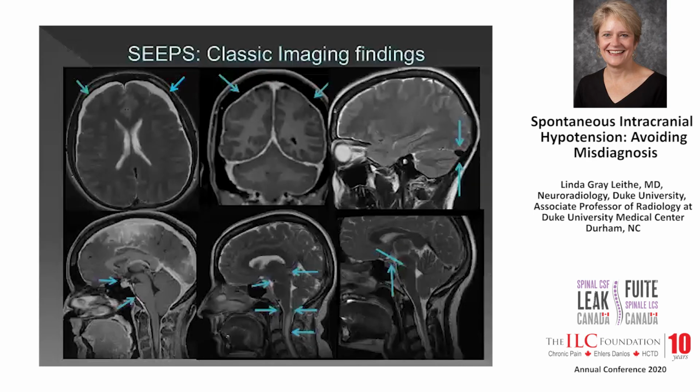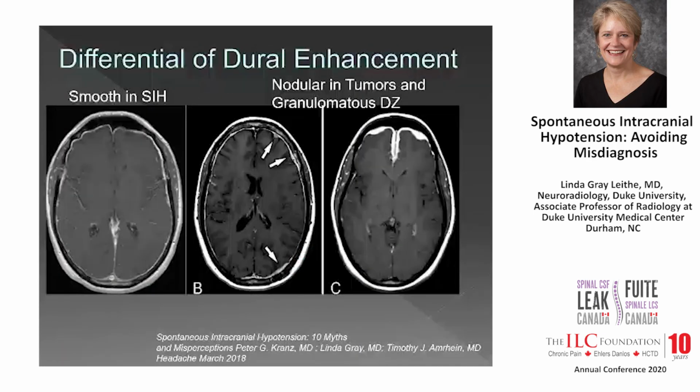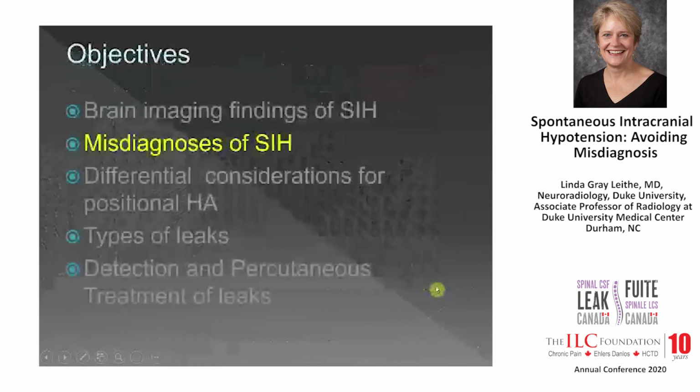Look at the floor of the third ventricle, and if it is downward sloping, that can be another sign of intracranial hypotension. So dural enhancement is a feature that we look for, and it should be smooth dural enhancement as opposed to nodular enhancement, which can be seen in this case in the setting of metastatic disease, or in this case in the setting of granulomatous processes such as sarcoid.